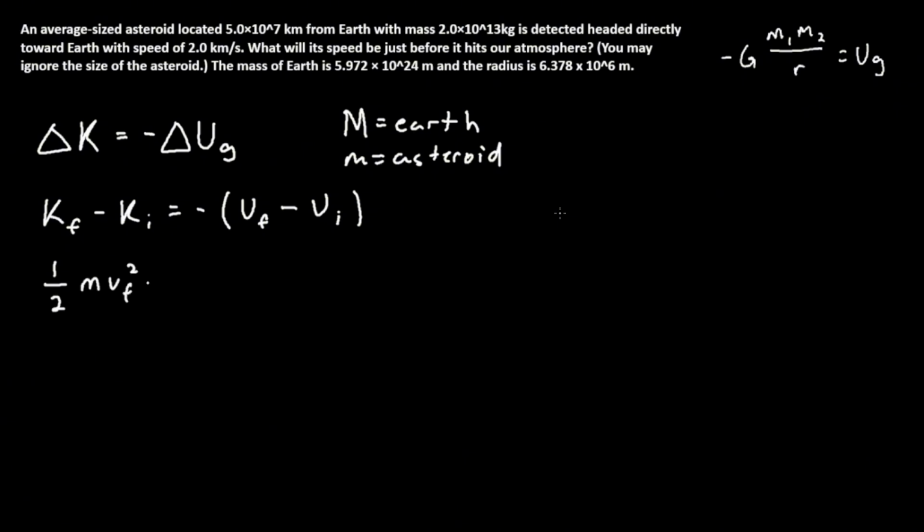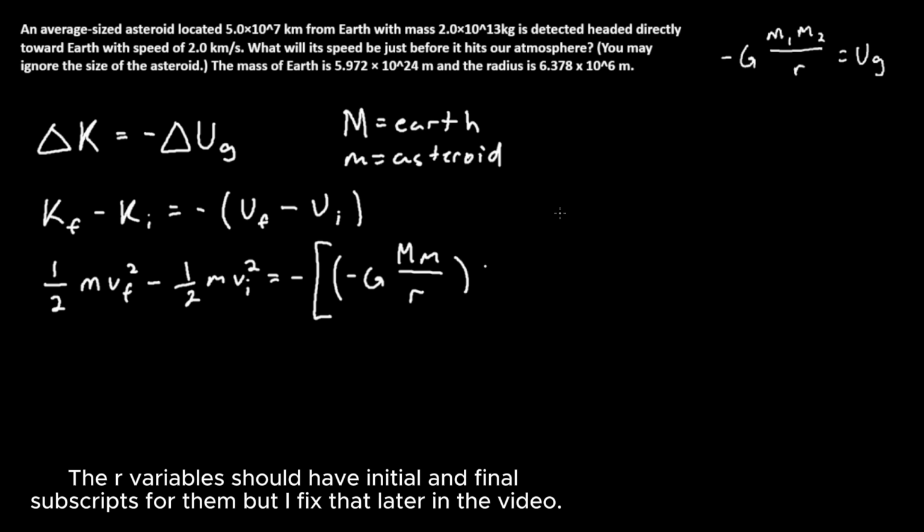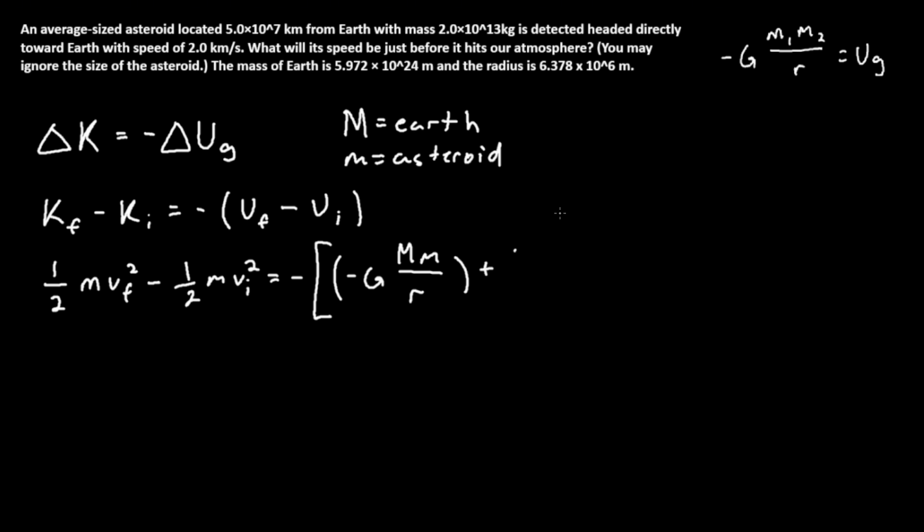Now we can write down all of these. 1/2 m vf squared minus 1/2 m vi squared is equal to the negative of the final potential energy, so negative G big M little m divided by your distance, minus the initial gravitational potential energy, which can be written as plus G big M little m over r. So that's your total derived formula.